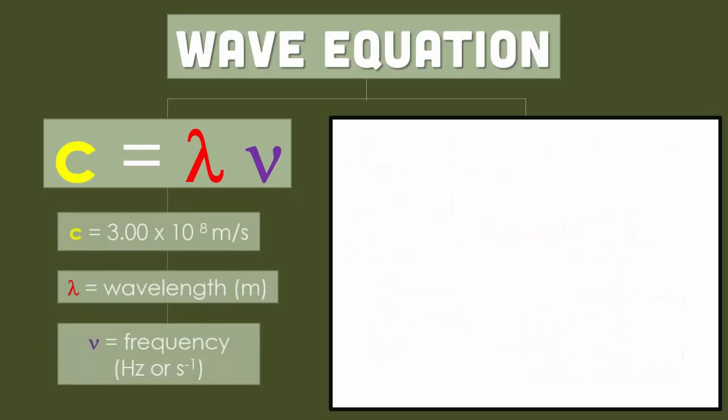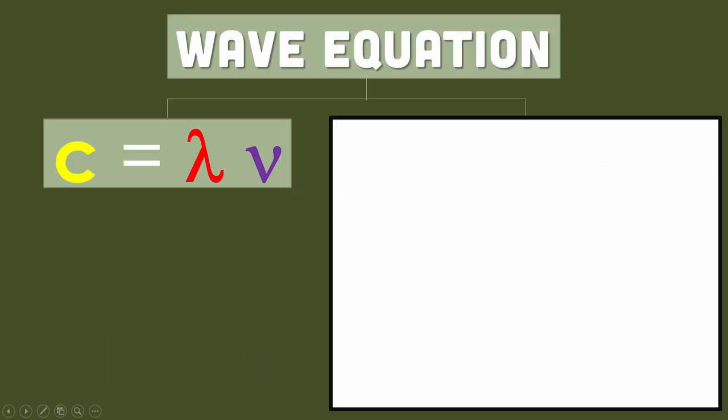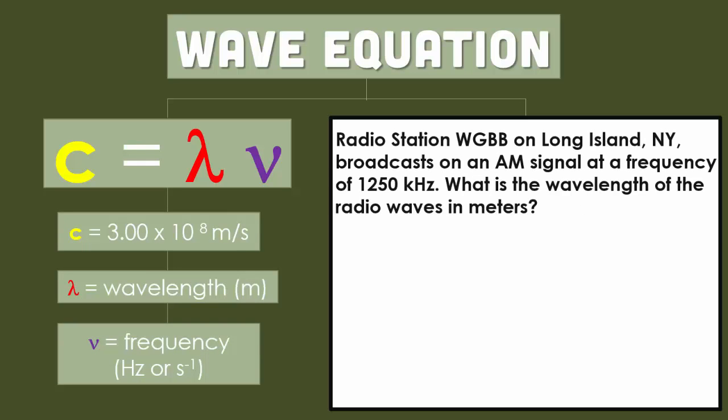So let's try another problem, using the same formula, C is equal to lambda nu. We are going to look at this radio station, WGBB, on Long Island, and it's broadcasting an AM signal at a frequency of 1,250 kilohertz. So we want to find the wavelength of this radio wave. The only piece of data we actually have is 1,250 kilohertz.